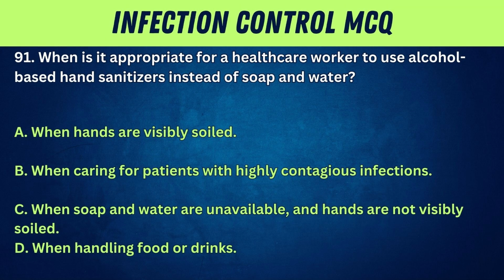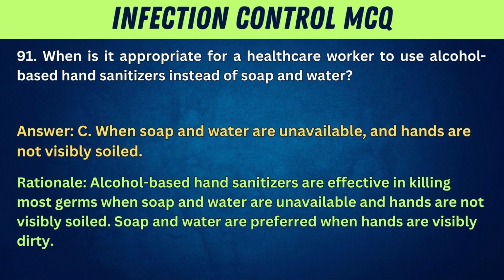91. When is it appropriate for a healthcare worker to use alcohol-based hand sanitizers instead of soap and water? A. When hands are visibly soiled. B. When caring for patients with highly contagious infections. C. When soap and water are unavailable and hands are not visibly soiled. D. When handling food or drinks. Answer. C. When soap and water are unavailable and hands are not visibly soiled. Rationale. Alcohol-based hand sanitizers are effective in killing most germs when soap and water are unavailable and hands are not visibly soiled. Soap and water are preferred when hands are visibly dirty.